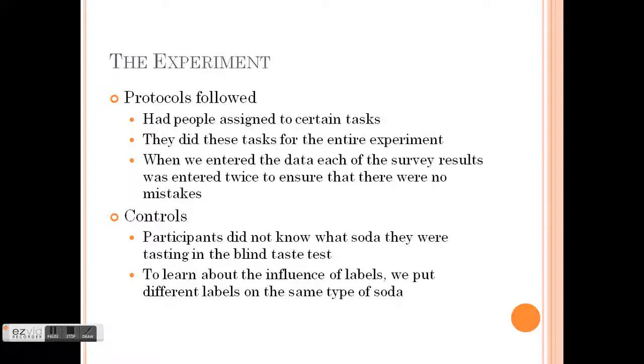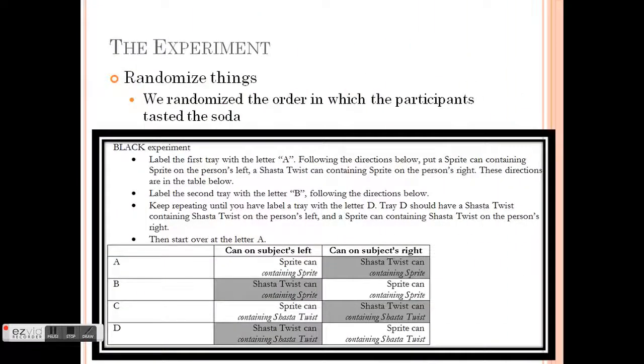We also controlled the experiment. We did this by ensuring that participants did not know what soda they were tasting in the blind taste test. We had tables set up around the corner from the tasting tables. This ensured that the participants could not see what soda was being poured into their cups. It also ensured that they could not tell which soda was in the cans during the second taste test. To learn about the influence of labels, we put different labels on the same type of soda. This was done so we could figure out if the label on the can influenced how much they liked the soda.